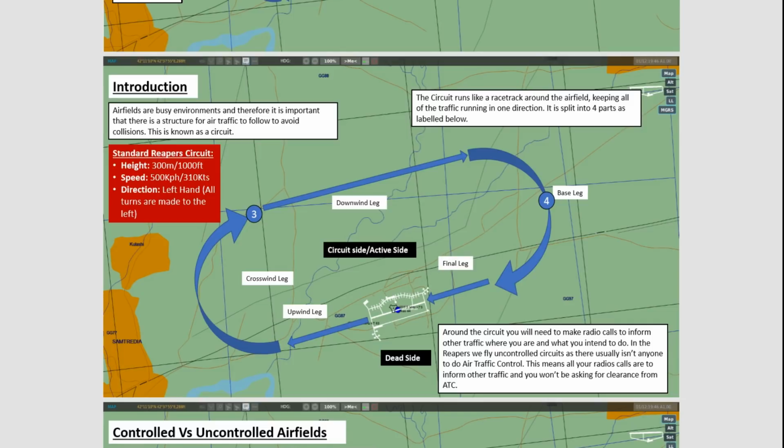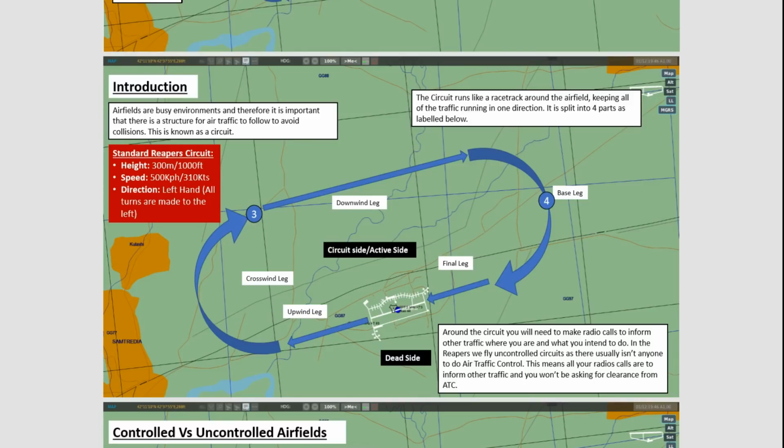So some important terminology here. So you take off from the runway and move on to the upwind leg. So here you're climbing out up to the circuit height. Then you do a 180 turn, known as the crosswind leg. Come onto the downwind leg, where you'd make a radio call. Then onto the base leg, where you call finals. And finally, the final leg is for you to descend and land on the runway.